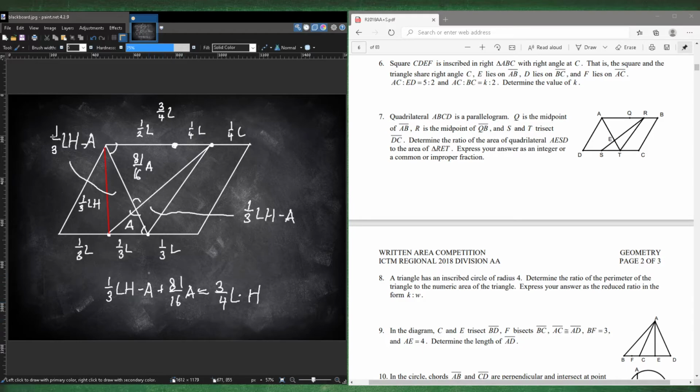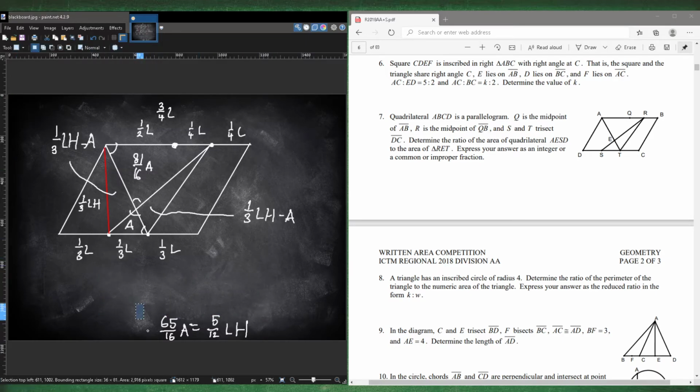LH in terms of A. So then we get 1/3 minus 3/4. So that is going to be 4 over 12, and this is 9 over 12. So this is 5 over 12 LH. Okay. And 81 minus 16, this is just 16 over 16. That is equal to 65 over 16 A. So then that gives us our ratio between A and LH. So let's delete that, and we get this.